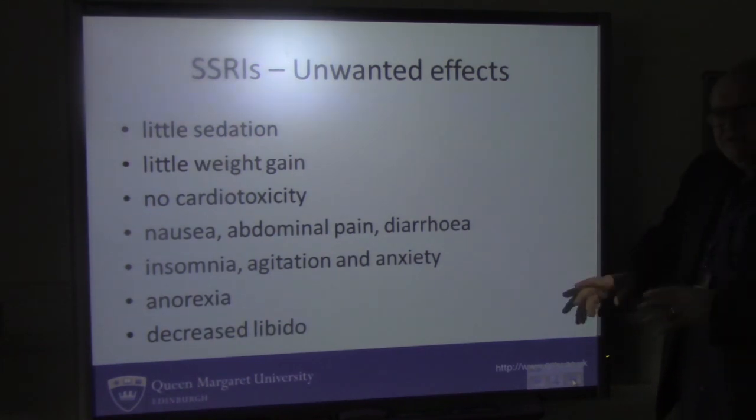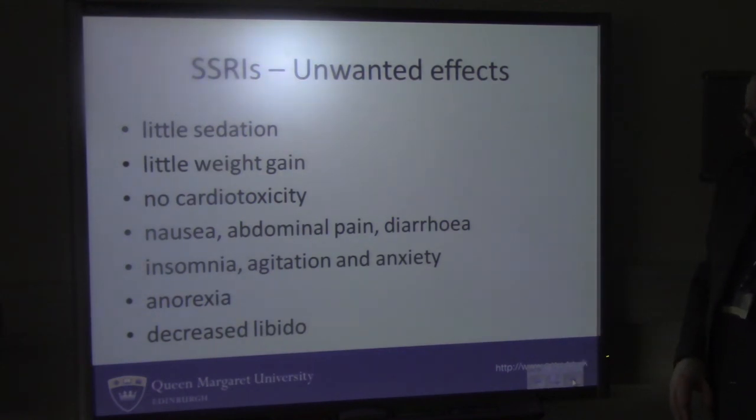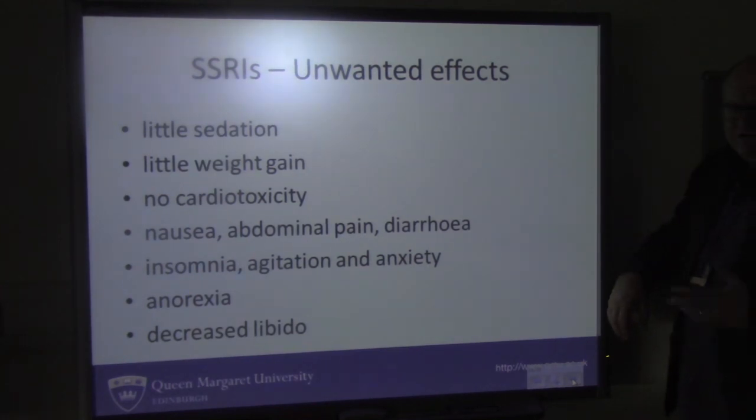Comparing these side effects to the side effects of the TCAs, they're very unlikely to cause sedation. They're very unlikely to upset the balance of the body in terms of energy balance, so there's little weight gain. They have no cardiac effects because they're not affecting noradrenaline. Although they can cause nausea, abdominal pain and diarrhea, they can have a gastric side effect. And they can cause some levels of anxiety. They might cause anorexia because of the disturbance on the satiety mechanisms, and they can reduce libido or sex drive because serotonin also has a role to play there.